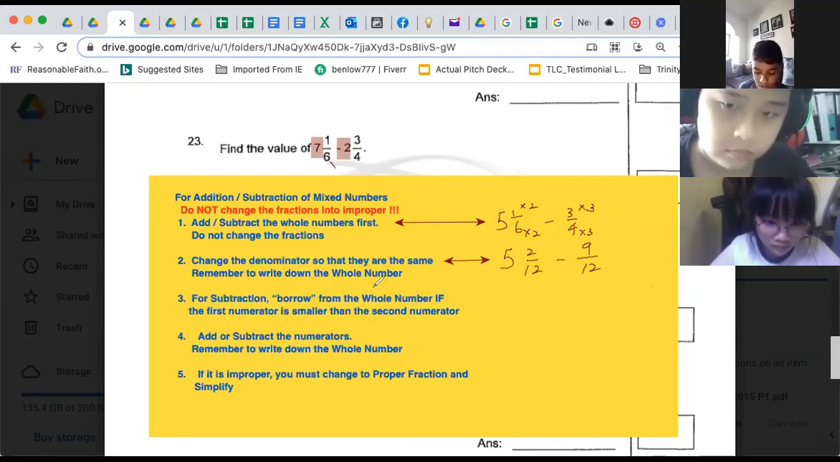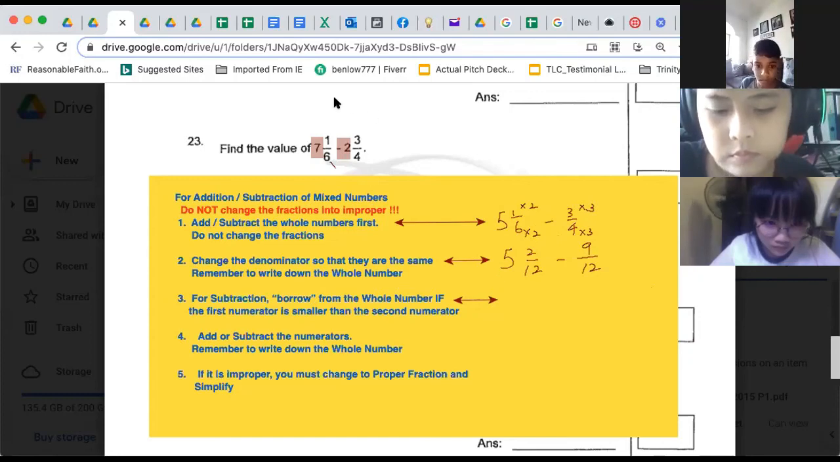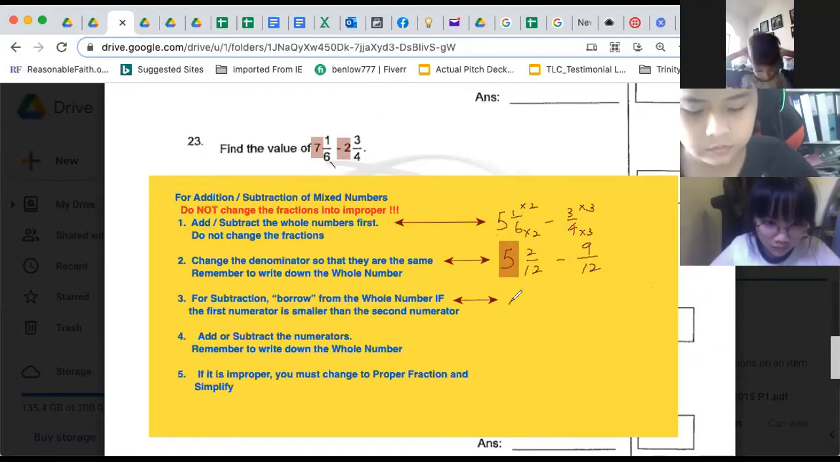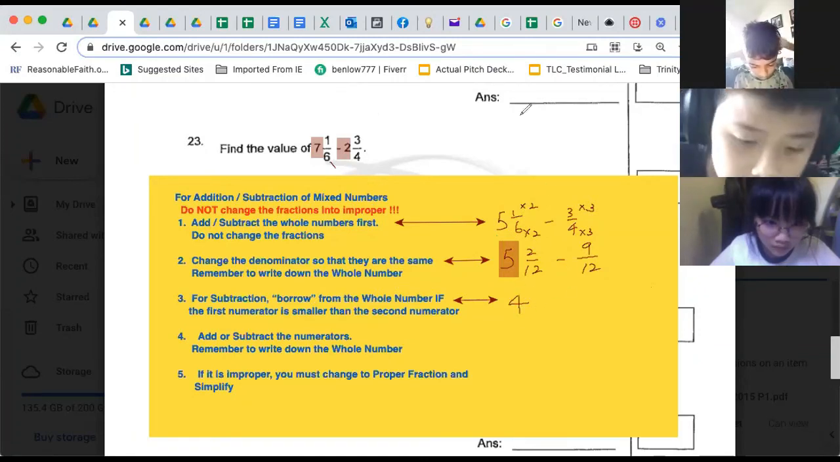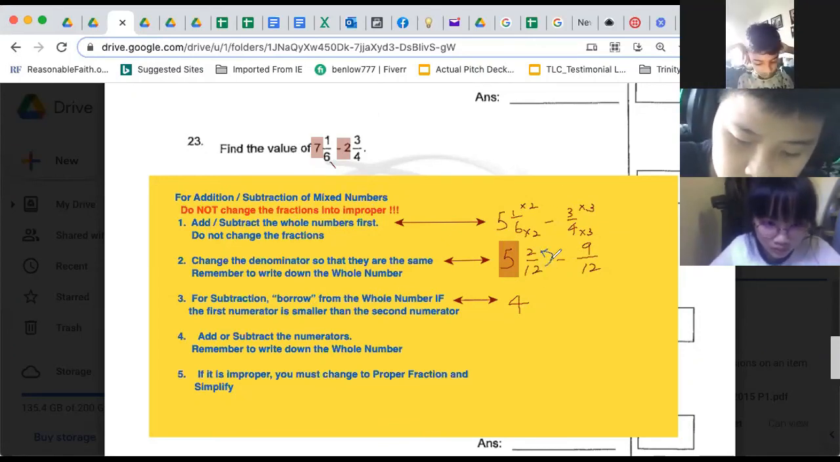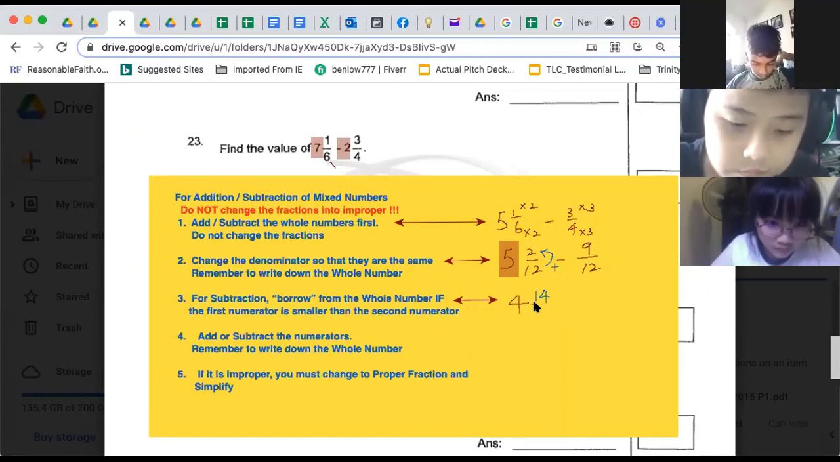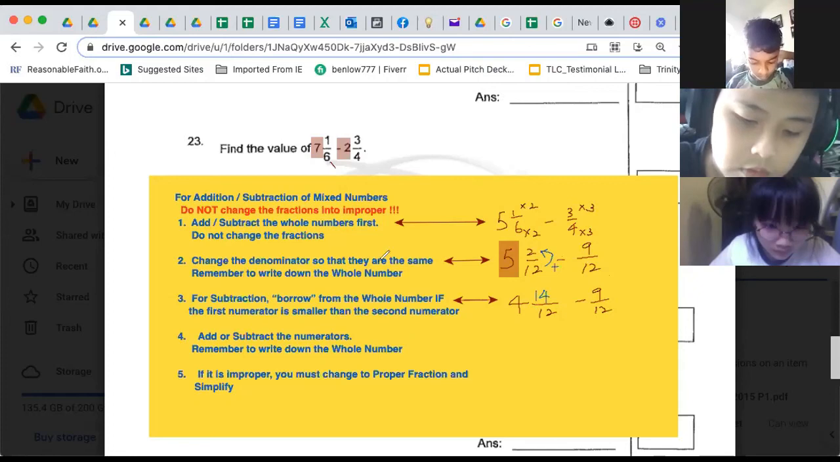Okay, step 3. Borrow from the whole number if the first numerator, the 2, is smaller than the second one. So in this case, you need to borrow. Borrow from where? Correct. You borrow from 5. So when you borrow from 5, 5 becomes 4. Now, the next thing to do is to add these two numbers together. And you should now have 14 out of 12, minus 9 over 12.